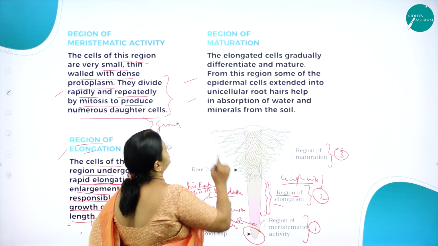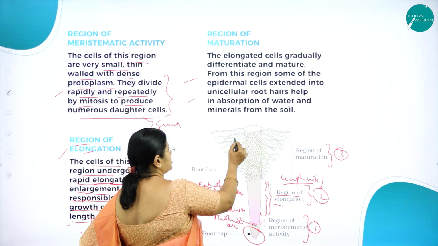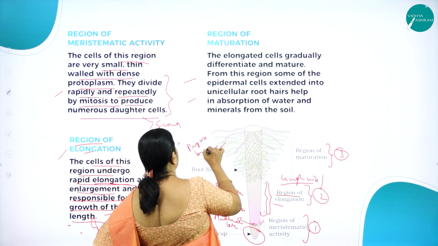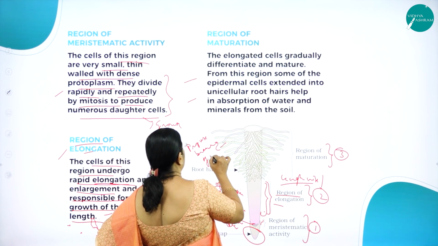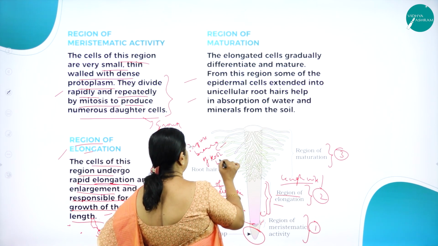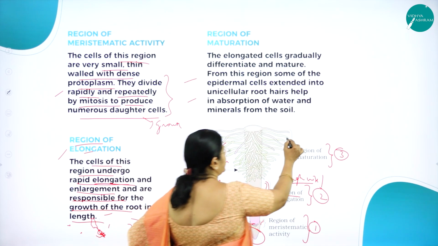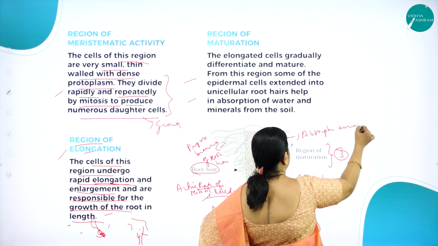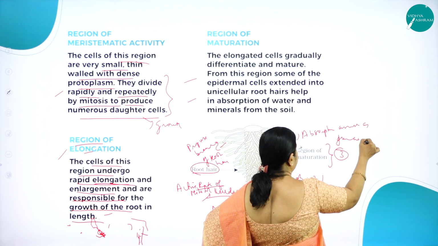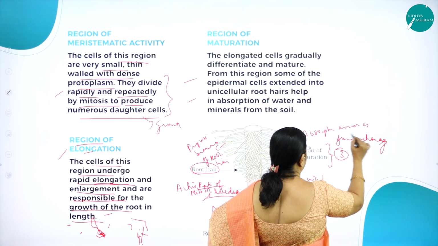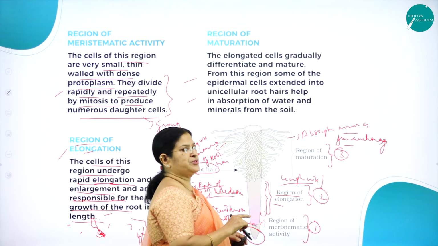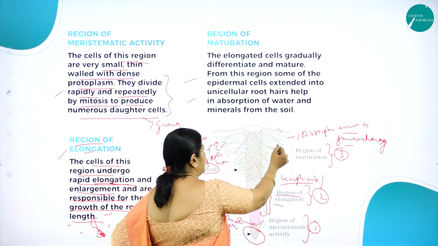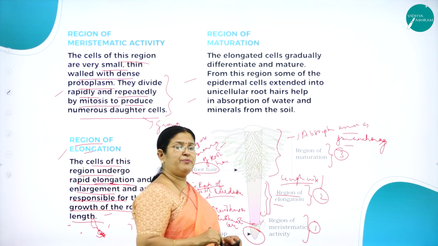Moving on to the third region, that is region of maturation. What do you find here? You can see profuse branching of what? Root hairs. And this is a region which is very, very important for what? For absorption as well as for anchorage. For anchorage as well as for absorption, this part is very, very important. So as the cells get matured and get differentiated. What do you mean by differentiated?